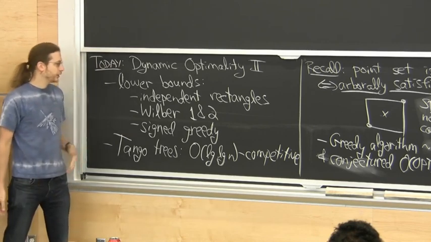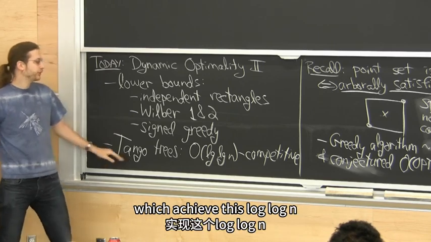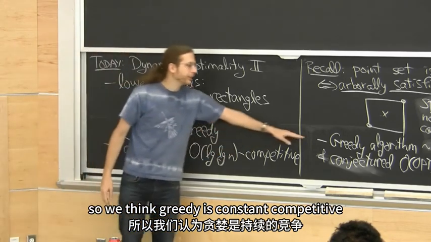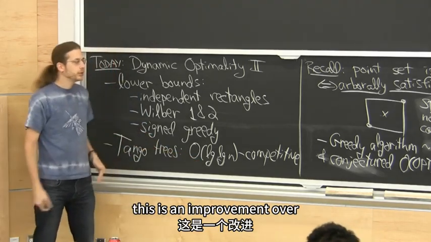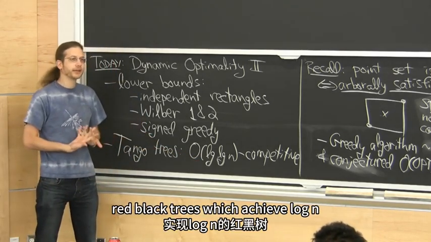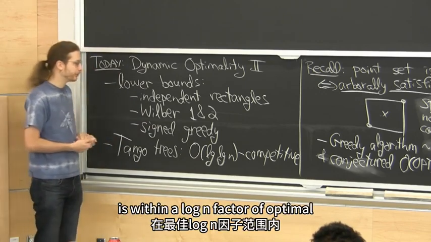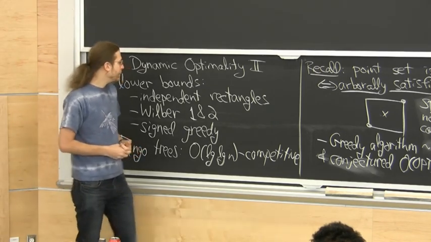But along the way, we're going to see tango trees, which achieve this log log n competitive bound. So we think greedy is constant competitive. The best we know right now is log log n. This is an improvement over red-black trees, which achieve log n. Any balanced binary search tree is within a log n factor of optimal, because it's all between constant and log n that we're trying to do.